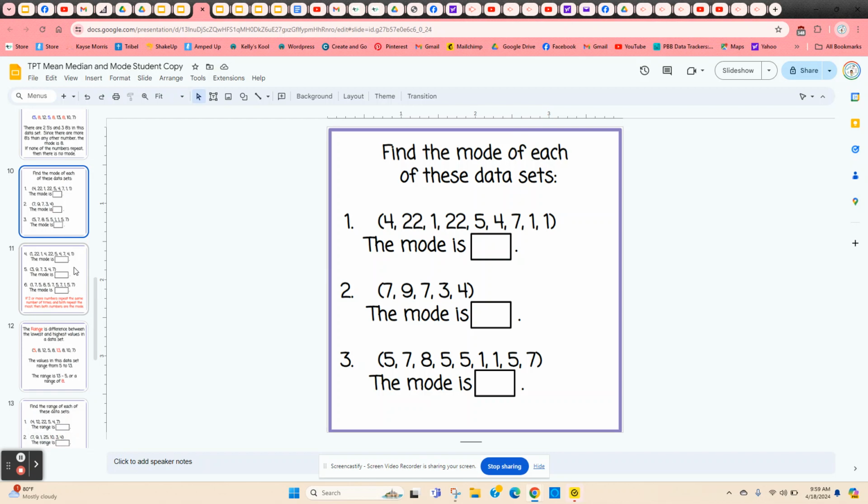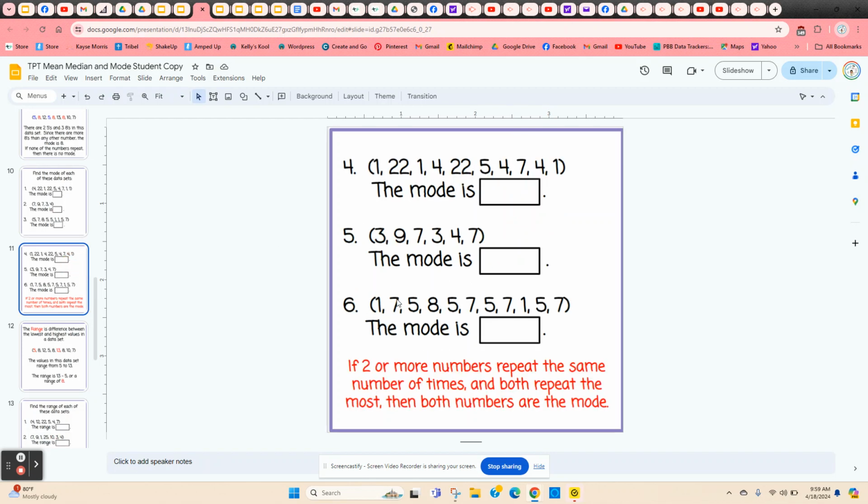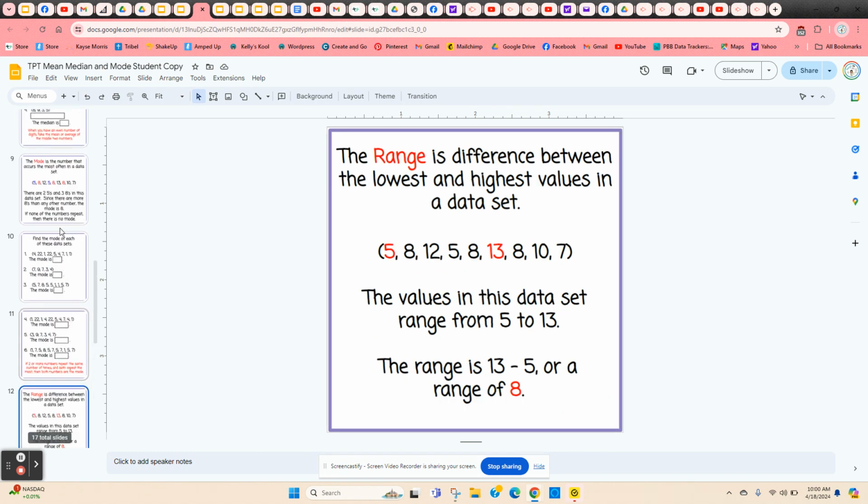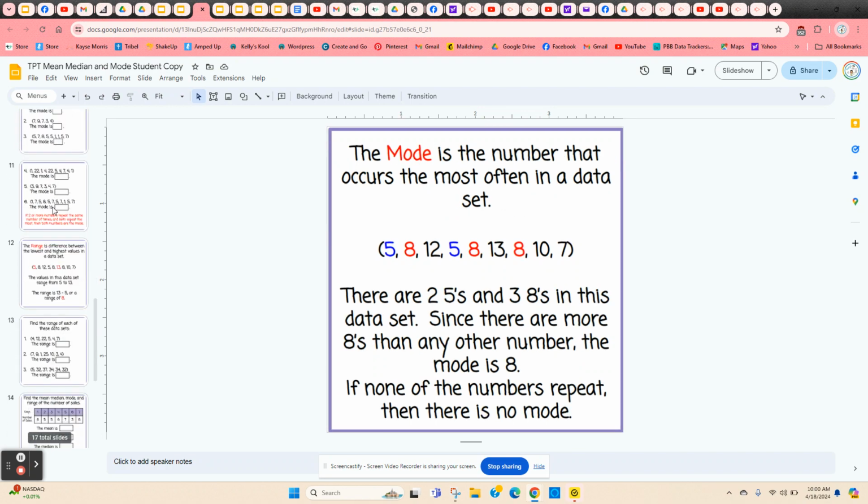When they get to slide 11, now it explains to them that if 2 or more numbers repeat the same number of times, so here we have 3 4s and 3 1s. So there are 2 modes, so they have to put both numbers in here as their answer. Now it also explains to them if none of the numbers repeat, then there is no mode. Actually, I think that was on slide 9 where it explained that.